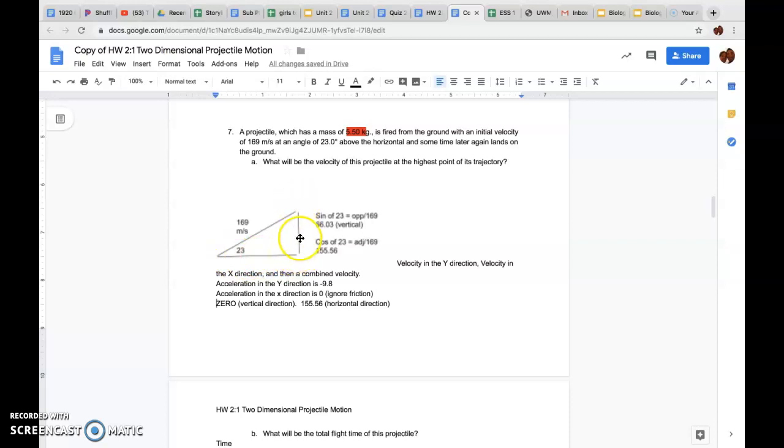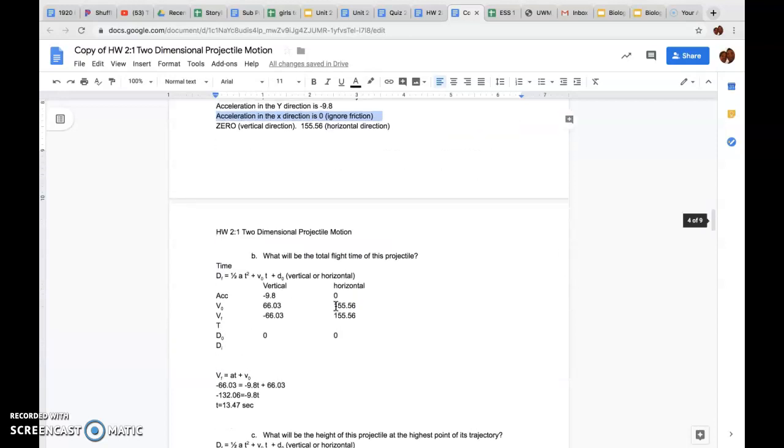Some things that we know as well: the acceleration in the vertical direction is always negative 9.8. We're going to assume that there is no friction, so there is no acceleration horizontally. So if we answer this question, what's the velocity of the projectile at its highest point? Vertically it's 0. Horizontally it would always be 155.56, and we did some trig to get there. And so there's the first answer.